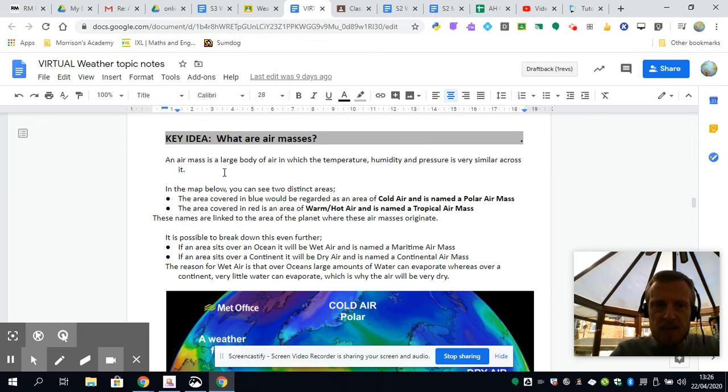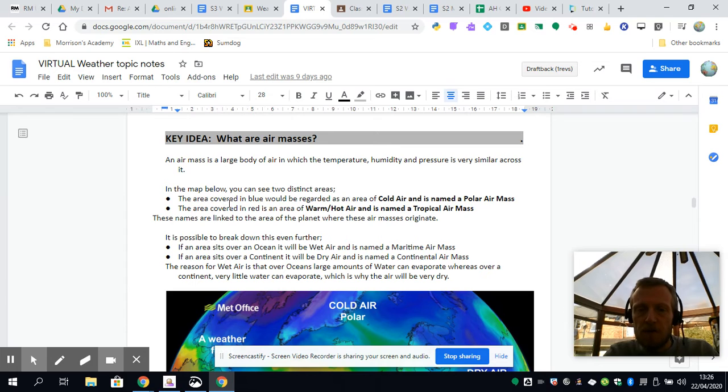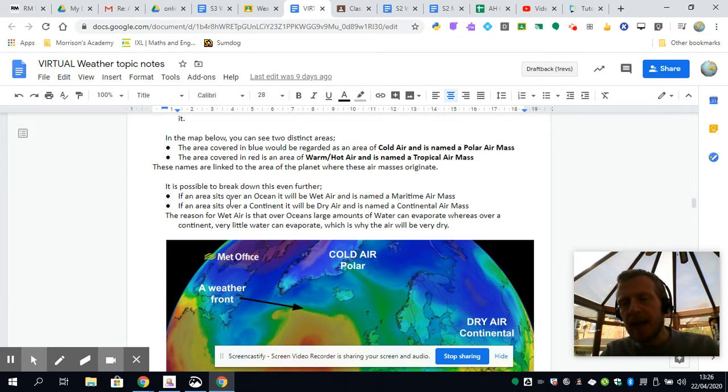So in your note set, what are air masses? Well, an air mass is a large area of the surface of the planet that has a very similar characteristic in terms of its temperature and the amount of moisture in that air. And we call that huge area. And when I say huge, these are areas that can cover whole continents.